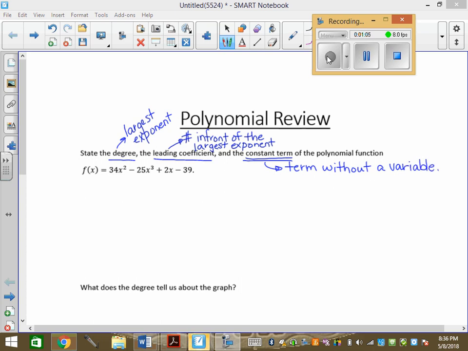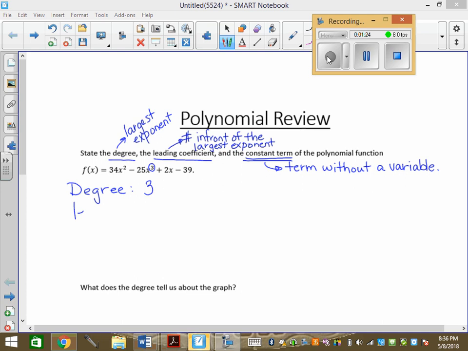So the degree of this function is actually cubic. It's degree 3. Because I know that these are out of order, they're not in descending order, but the largest exponent is actually the 3, not the 2, so don't fall for that.